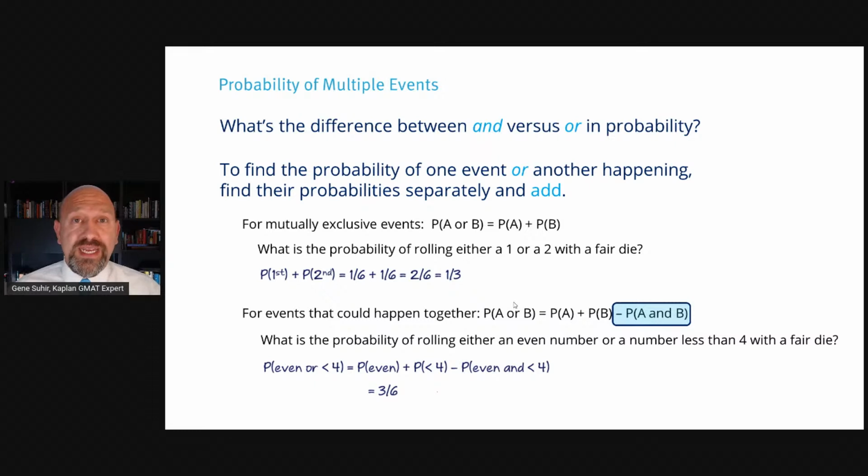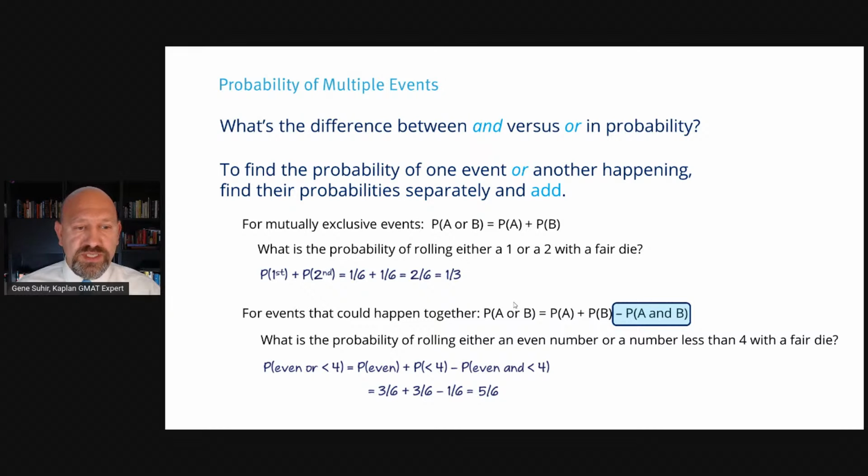So probability of getting an even here, 3 out of the 6 outcomes. Probability of something less than 4, that's 1, 2, or 3, 3 outcomes. But now we have to subtract the 1/6 of the outcomes that we would have double counted before, getting a 2. This is 5/6.